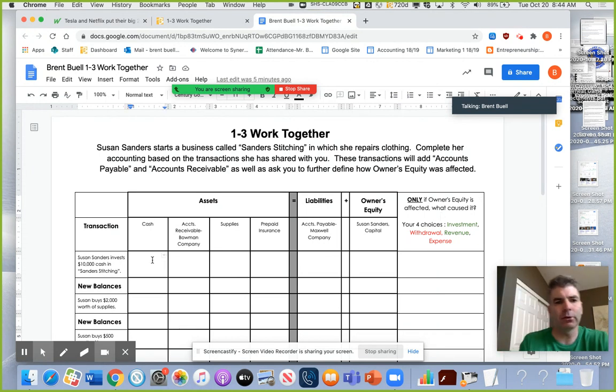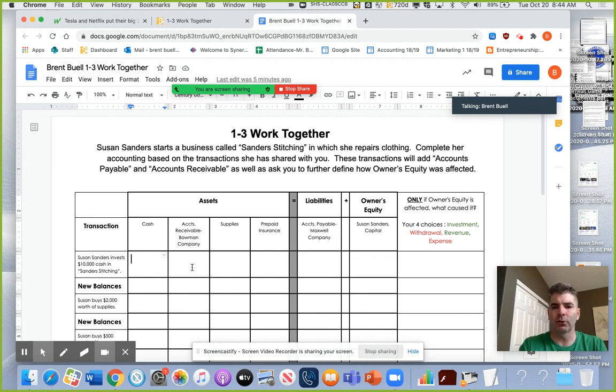The first one should be easy. Susan Sanders invests $10,000 cash in Sanders Stitching. What's happening here is the one we've already done many times. She's starting a second bank account for her business so people can't come after her personal assets. So she just goes into the bank, moves $10,000 of her personal money over into a business account, and now the business is up and running.